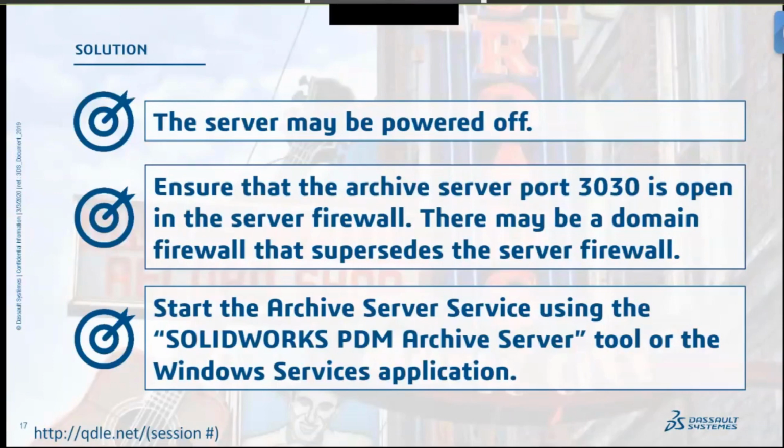So another thing that we can check is if everything is looking okay there. We can also ensure that our services are actually started on the archive server itself. And that could be ran through the SOLIDWORKS PDM archive server tool, or just the standard Windows services applications. Because there are instances where a server has been rebooted, but for some reason, even though that service is set to be automatic, it doesn't kick back on.